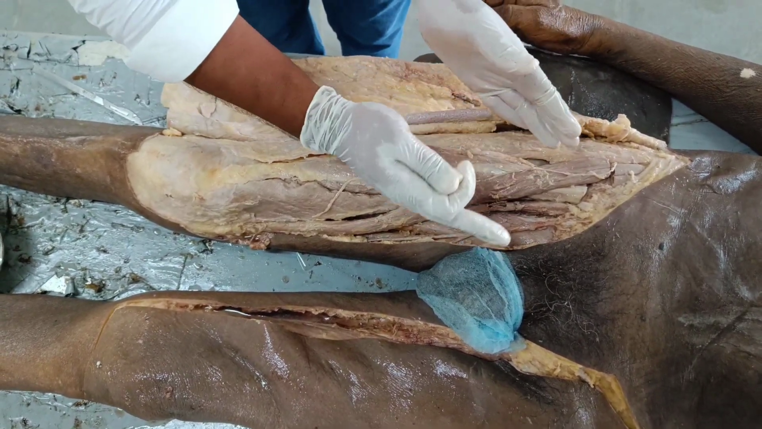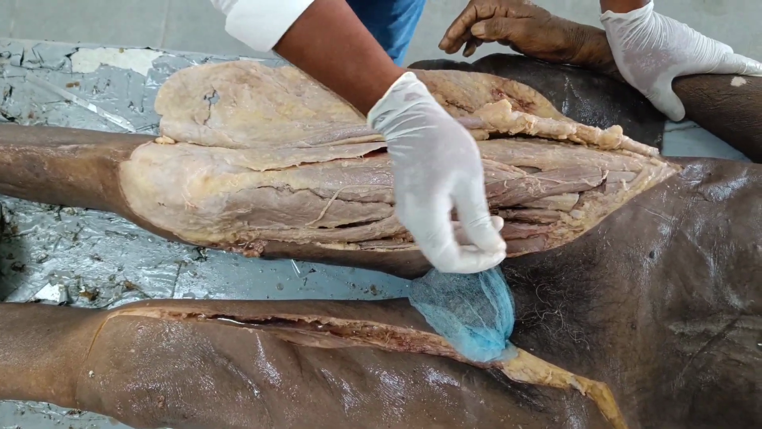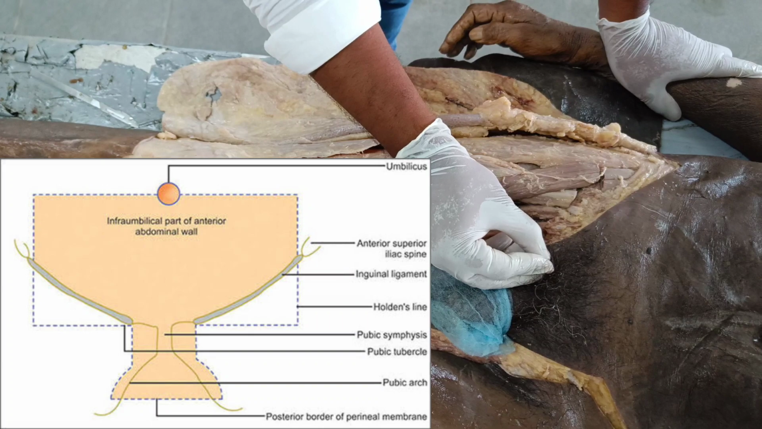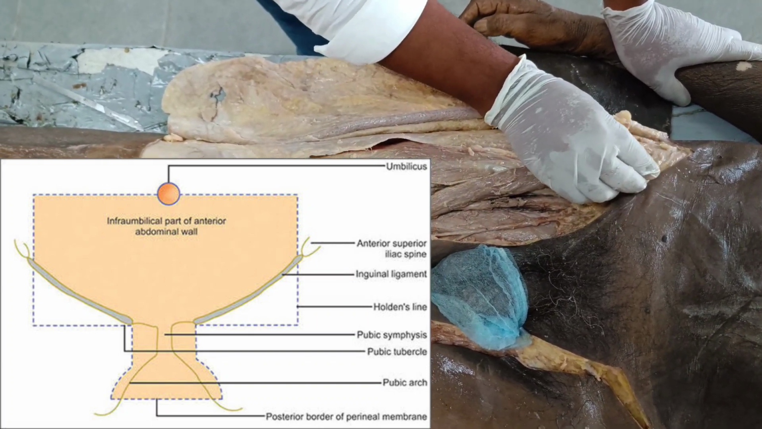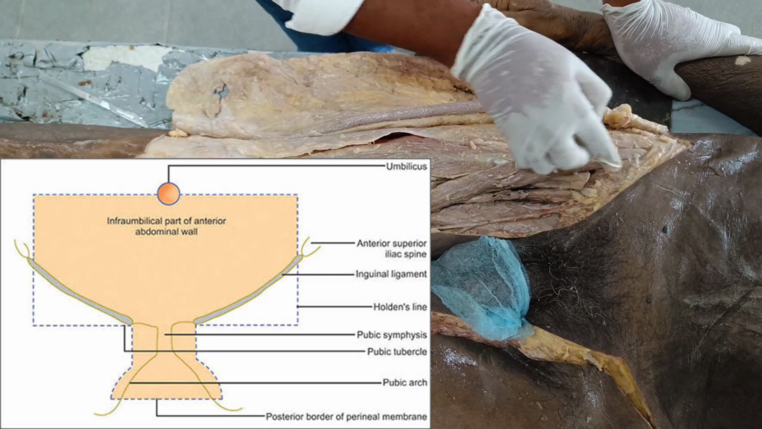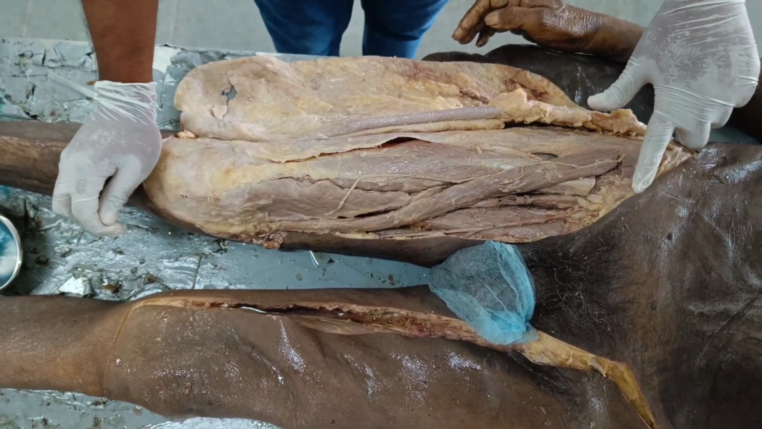The membranous layer I have already reflected, but there is one line known as Holden's line, which extends laterally from the pubic tubercle, about 8 cm. Here will be Holden's line. Now the importance of Holden's line.